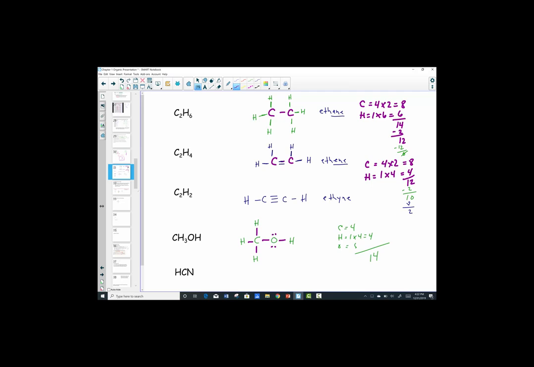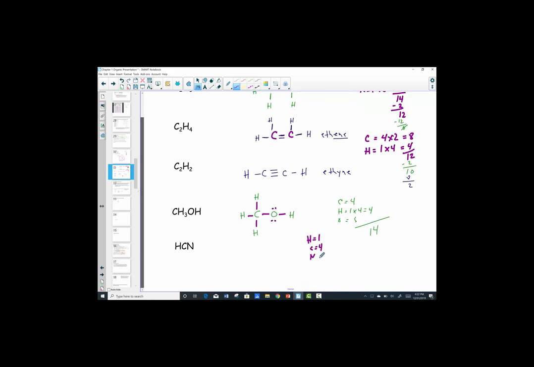In HCN, H, we know, contributes 1, carbon contributes 4, and N will contribute 5. It lives in group 5A. So that gives us a total of 10 electrons. Carbon is the least electronegative element. Never put hydrogen in the center. We're going to hook together the carbon and the nitrogen, and that used up 4, giving us 6 remaining electrons.